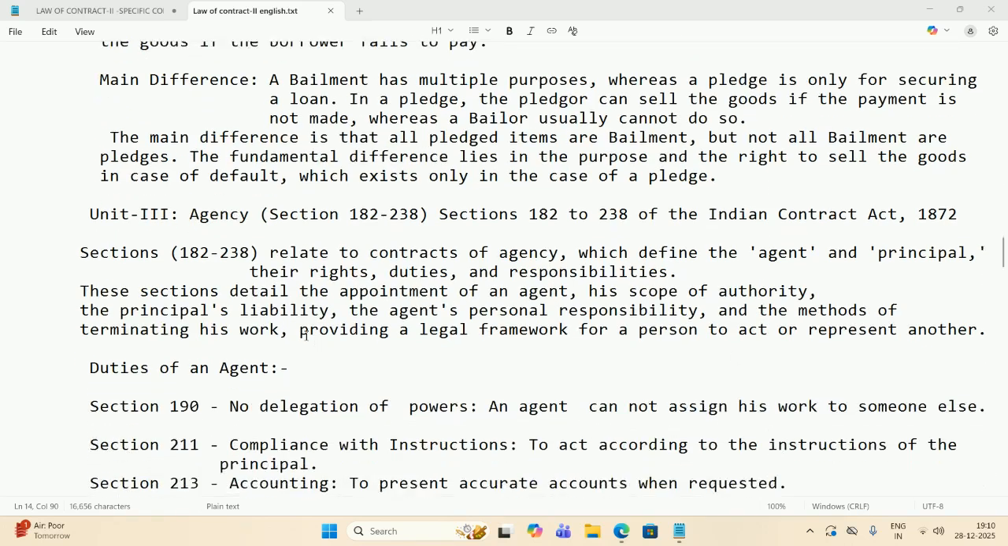Now coming to your third, agency. Section 182 to 238 of the Indian Contract Act 1872. Section 182 to 238 relate to the contracts of agency, which define the agent, the principal, the right, duty, and responsibility. These sections detail the appointment of an agent, his scope of authority, principal's liability, agent's personal responsibility, and the methods of terminating his work, providing a legal framework for a person to act or represent another.